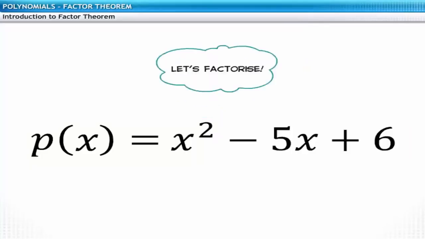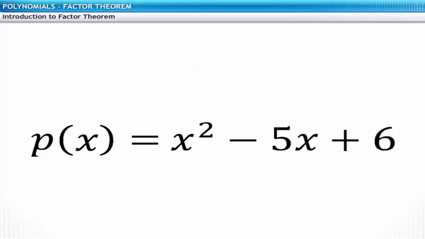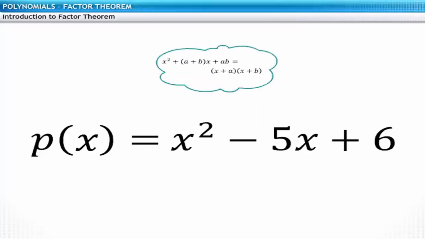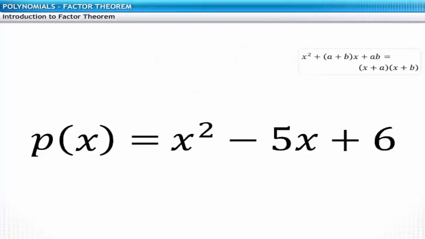Now, let's factorize this polynomial. Here, we will write the polynomial in the form of this algebraic identity.